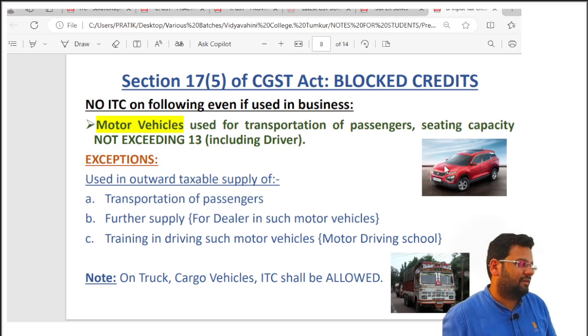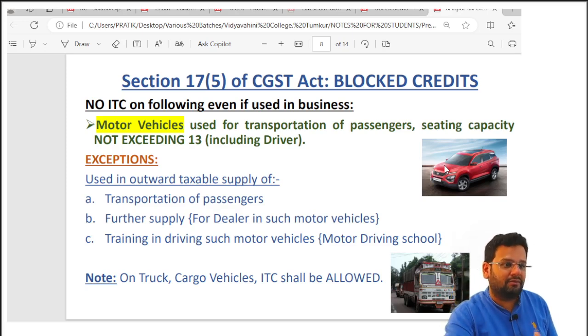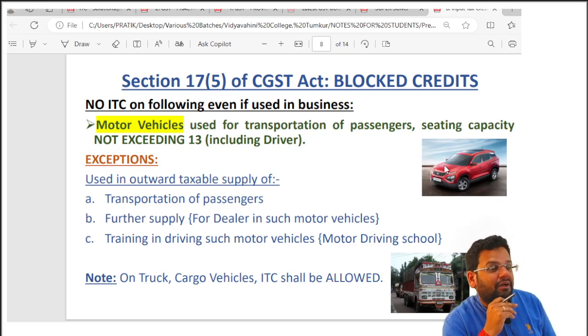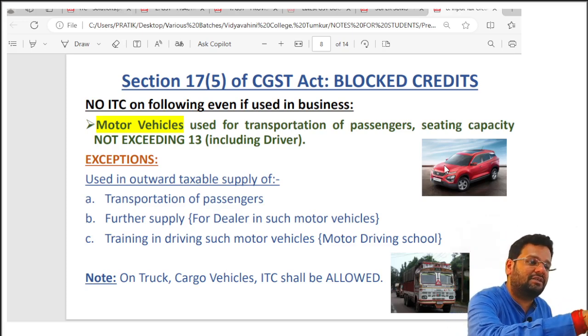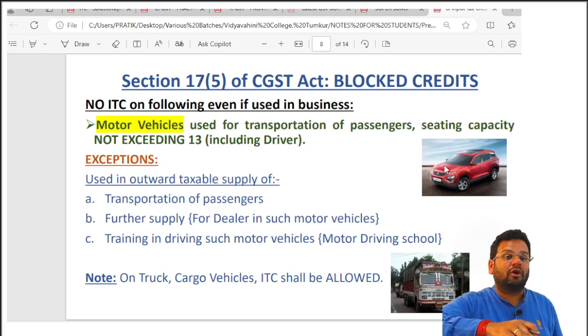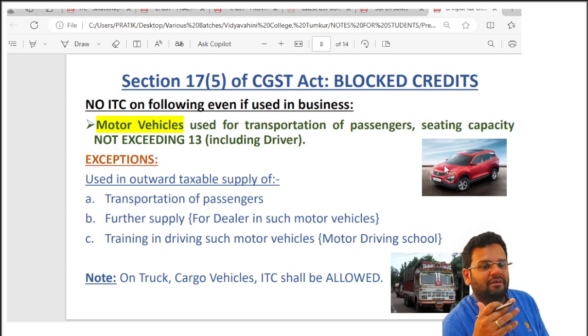Okay, and then there are some quick clauses, small clauses, and obvious clauses. In these clauses, ITC will be blocked. Blocked means what? You will be tempted to say and fight with me that allow ITC because we are using it for business. But this 17.5 starts with the wording notwithstanding anything contained in section 16.1 and 18.1 of CGST Act. Notwithstanding anything contained means doesn't matter even if you are using it for business.